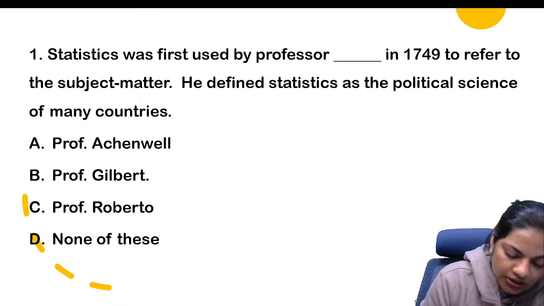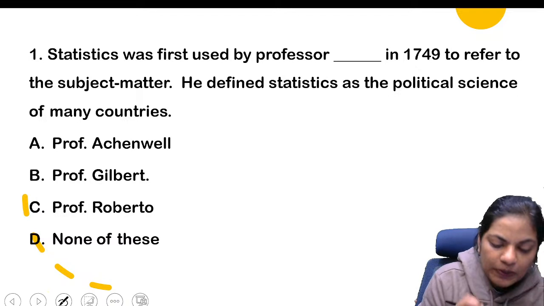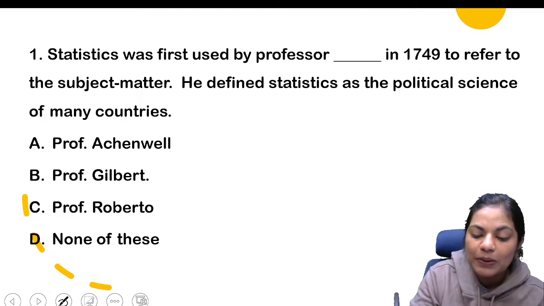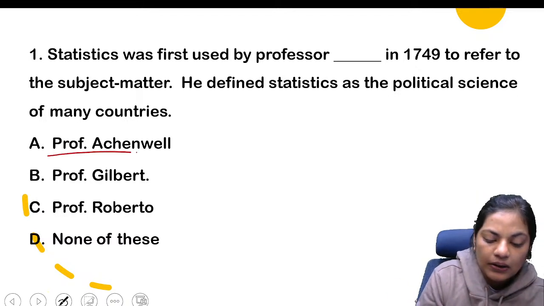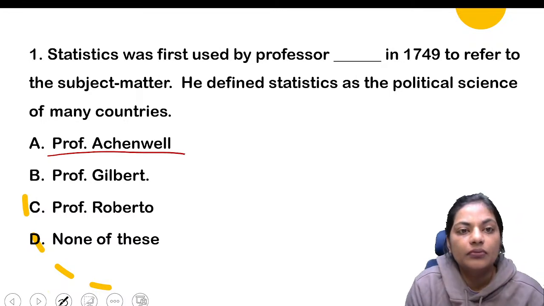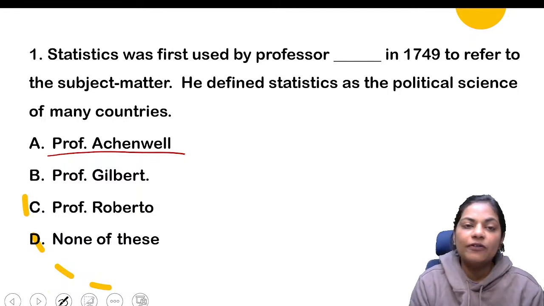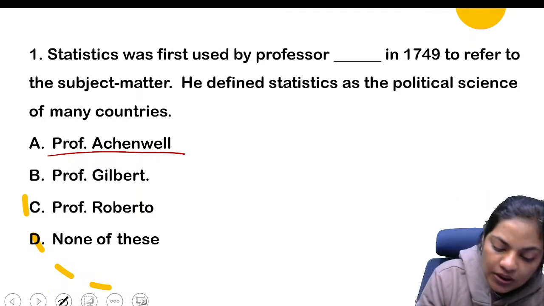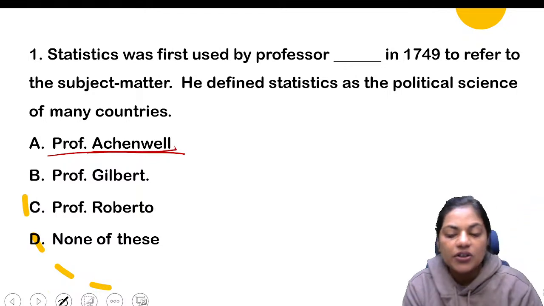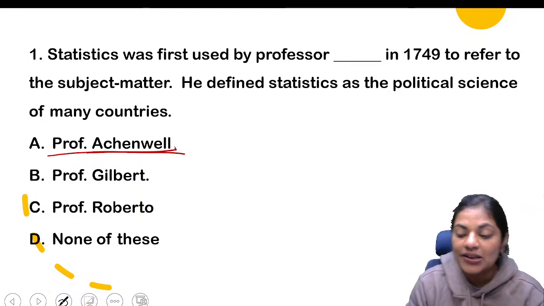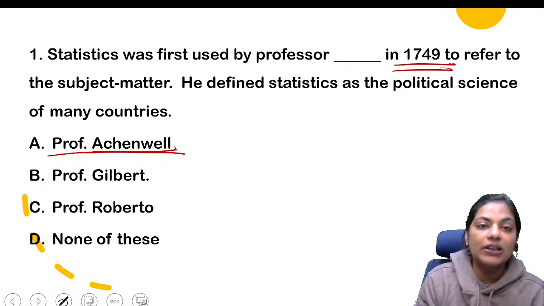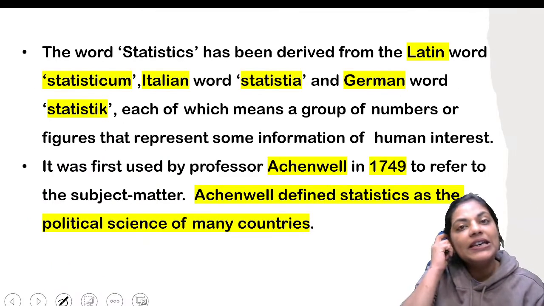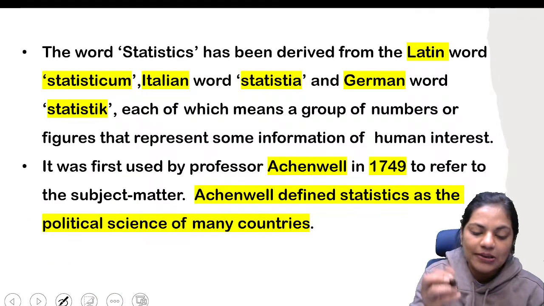Now, the term statistics, this was first used by whom? It was first used by Professor Achenwall. Right? Who is the first professor? It is Achenwall. So Achenwall first used this word statistics in the year 1749. What has he defined? He defined it as political science. So we'll discuss it.